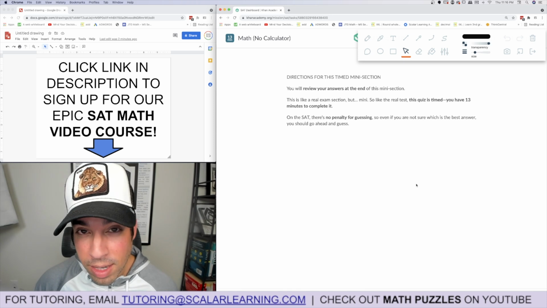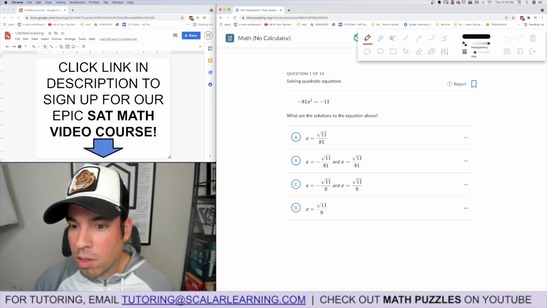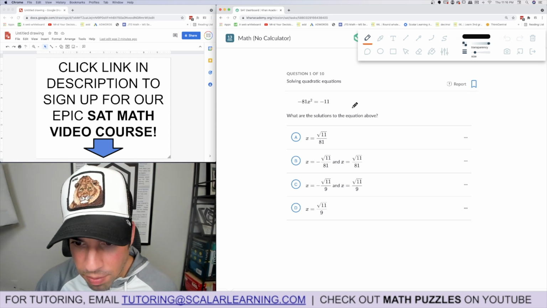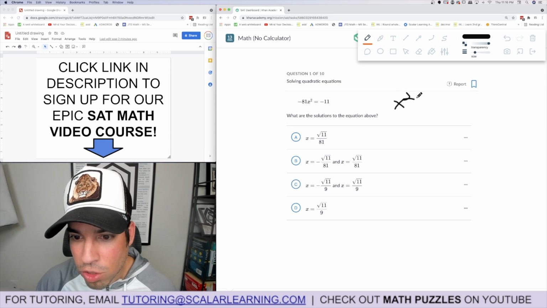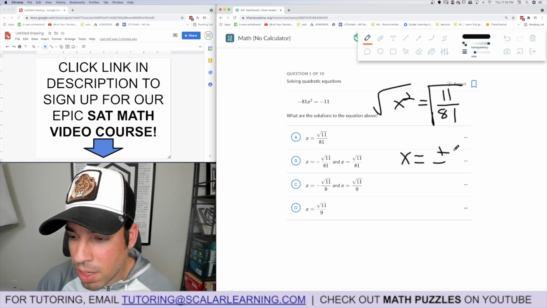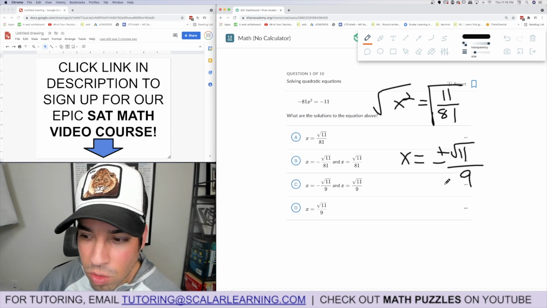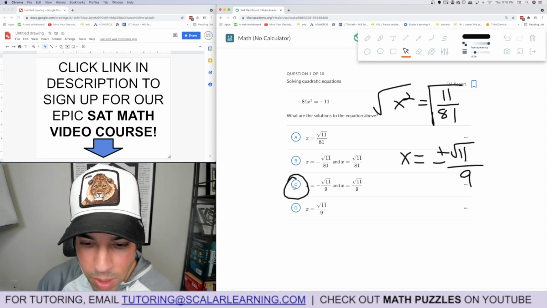Here we go. 3, 2, 1. Let's do it. Negative 81x squared equals negative 11. What are the solutions to the equation above? So I'm going to divide both sides by negative 81, and I got x squared equals 11 over 81. I'm going to square root both sides. X equals plus or minus square root of 11 over 9. It is C for the win, right? We always got to have plus or minus when we take a square root.